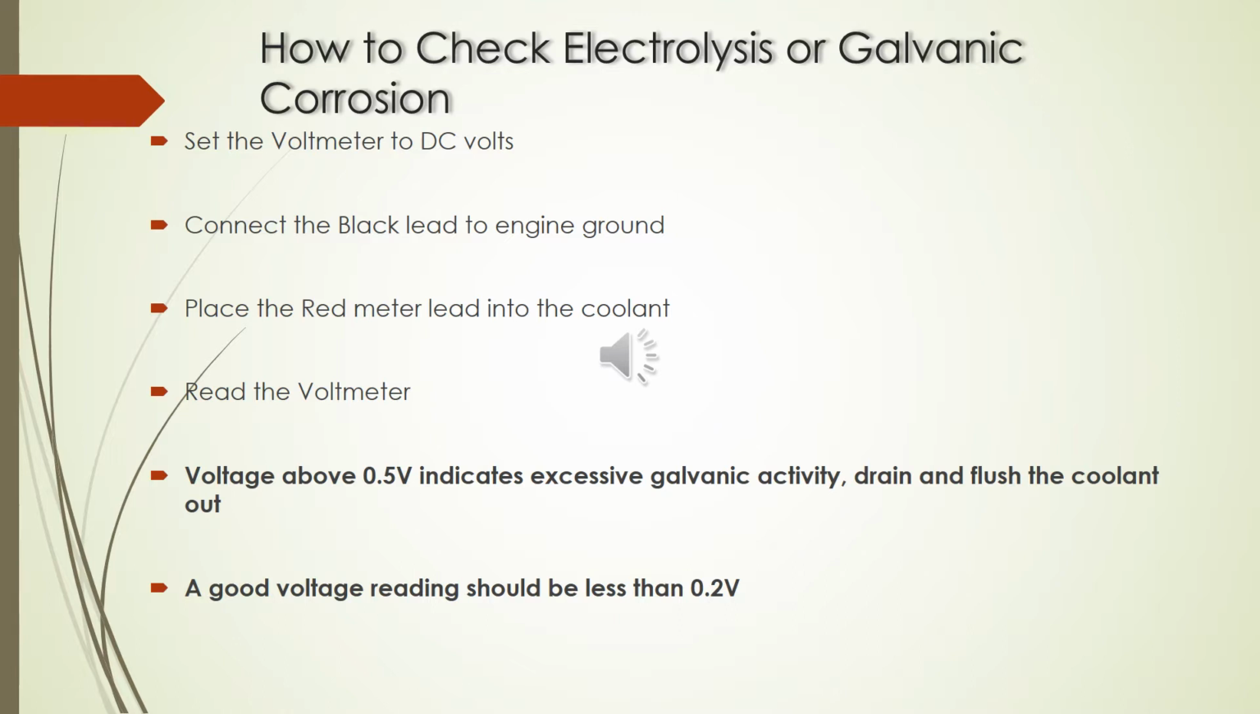Voltage above 0.5 volts indicates excessive galvanic activity. If you have that reading of 0.5, then that is what it implies. It means you have excessive galvanic activity, and in those conditions, you are supposed to drain and flush the coolant out and put in new coolant. A good voltage reading should be less than 0.2 volts.